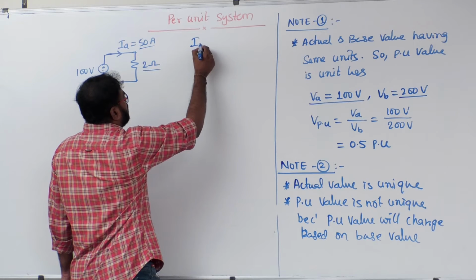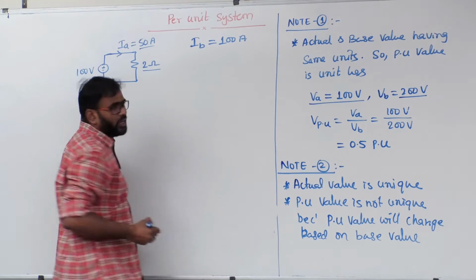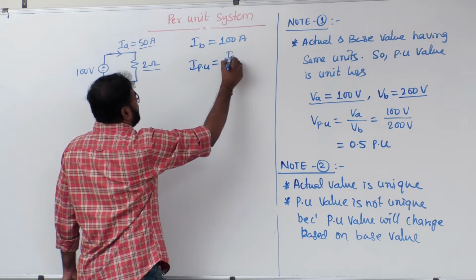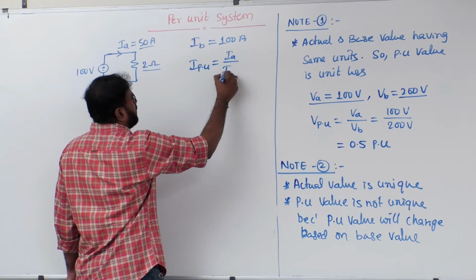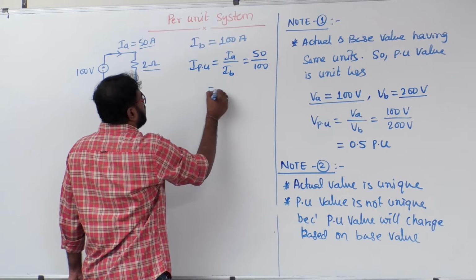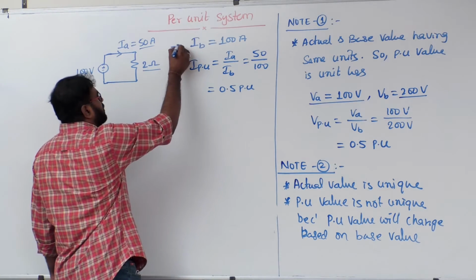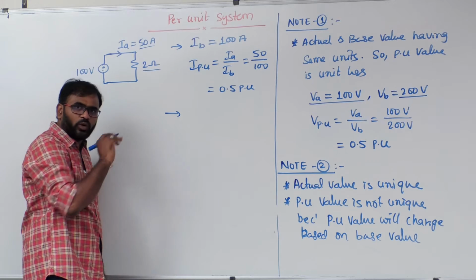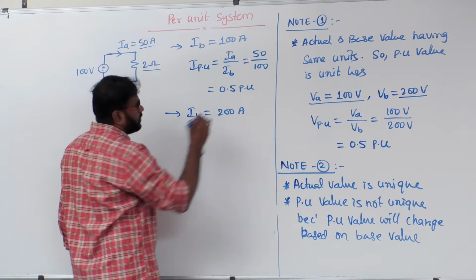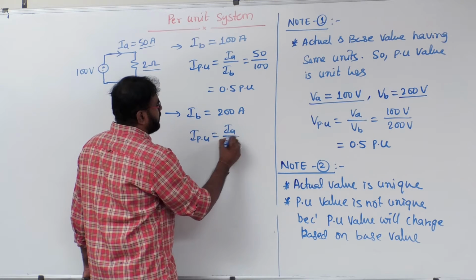Maybe I took the base quantity as 100 ampere. Now tell me what is the per unit current? Actual current by base current. Actual current is 50, the base current is 100. We get 0.5 per unit. Maybe another person who is solving this network has a base current of 200 ampere. Then what is the per unit current now? Actual current by base current.